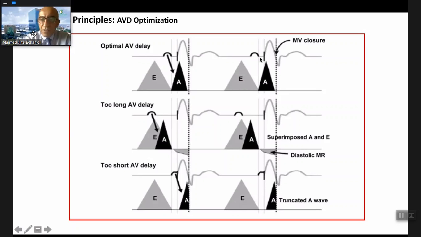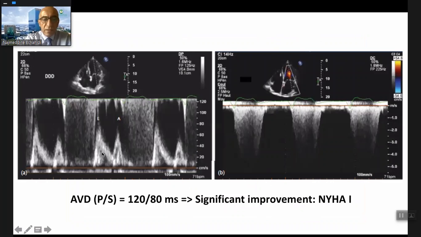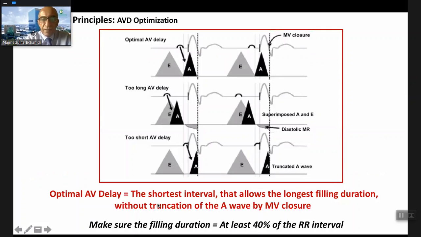The ideal AV delay is like this one. The E and A waves are completely separated, and mitral valve closure is not truncating the A wave anymore. And this is what happened to our patient here. Now you can see that the E wave and A wave are completely separated, and the click of the mitral valve is not truncating the A wave at all. And you see here the diastolic MR disappeared, and now the patient is completely asymptomatic. The AV delay was programmed at 120 to 80 milliseconds.